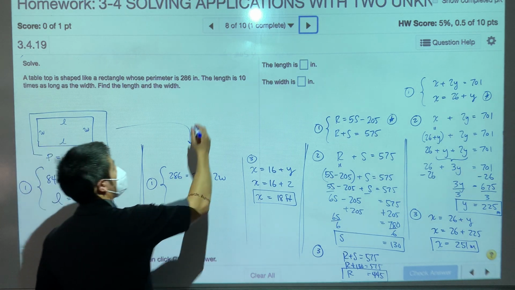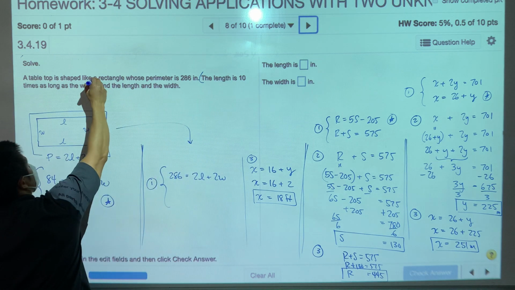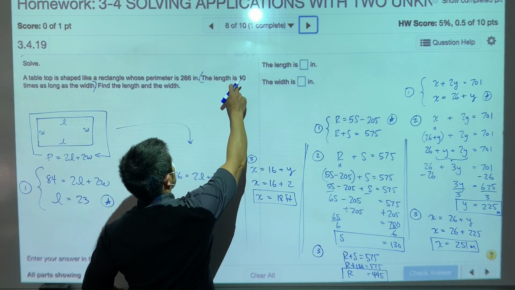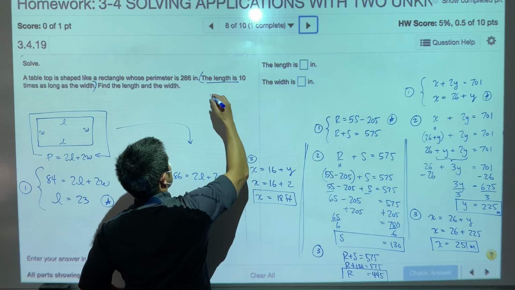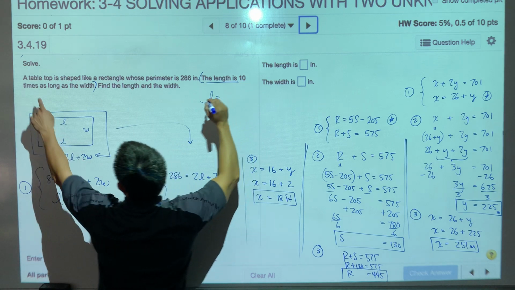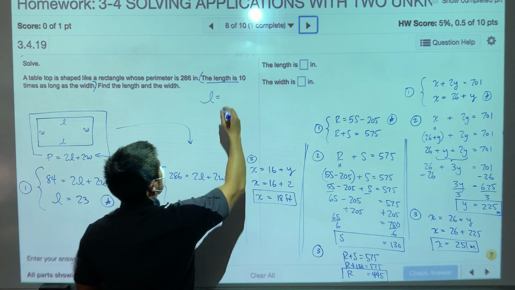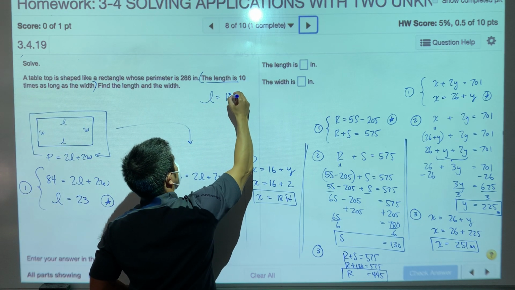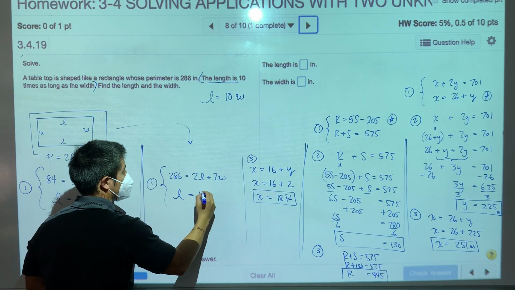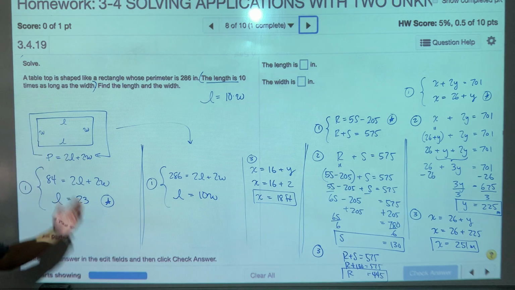The length is 10 times as long as the width. All right, this is the part that you've got to read and translate that's different from the other one. What did they say? Length is, L equals 10 times as long as the width. What does that mean? 10 times the width. And there's your second equation. So length equals 10W. Now you have the pieces to go finish the problem.